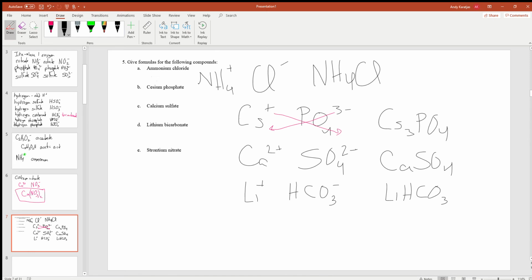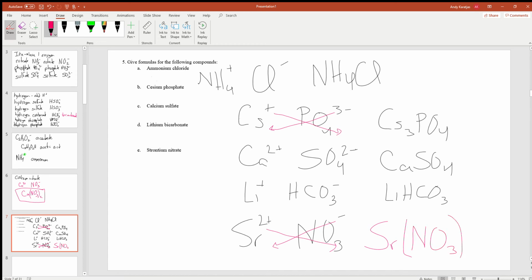And finally in this group we have strontium nitrate. Strontium is 2+, nitrate is -1. So we need 1 strontium and 2 nitrates. Again, we need to make sure that the nitrate, because we want 2 of the entire nitrate group, goes in parentheses. What would happen if you forgot the parentheses? Well, then it would end up looking like this. If we forgot the parentheses, then it looks like we have 32 oxygens, and certainly we don't want that.